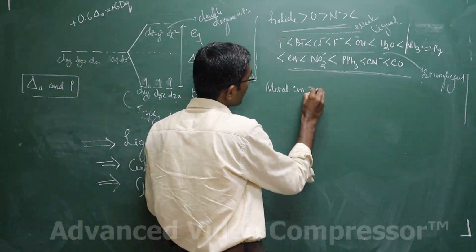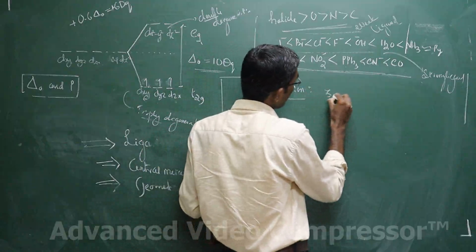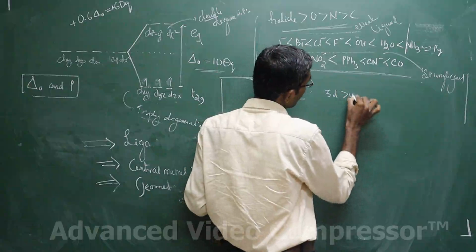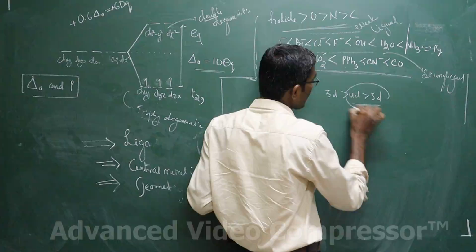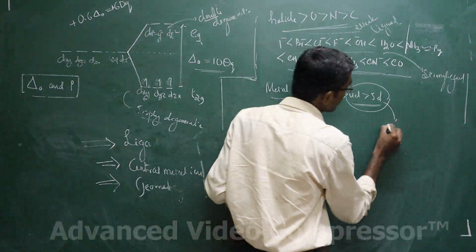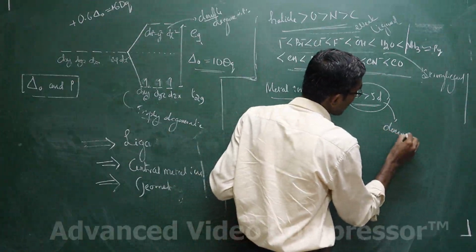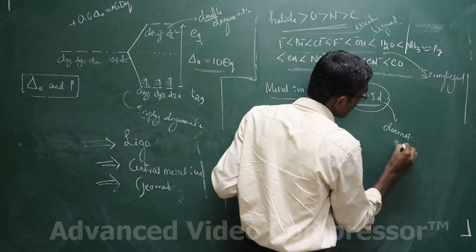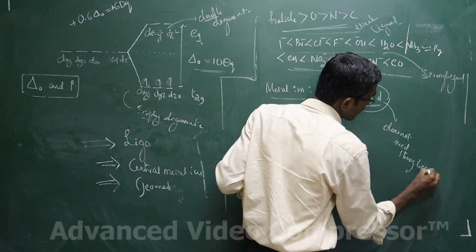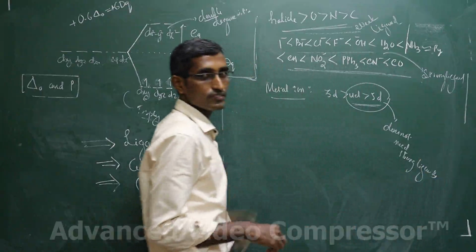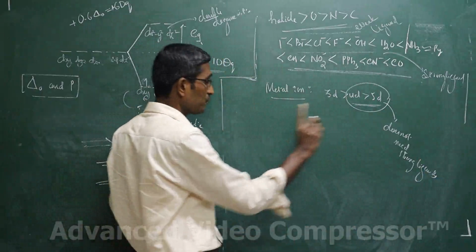So metal ion, always remember 3d is less, then comes 4d, then comes 5d. That means for 4d and 5d, the central metal ion doesn't need strong ligands. Right? Doesn't need. Keep it in mind.